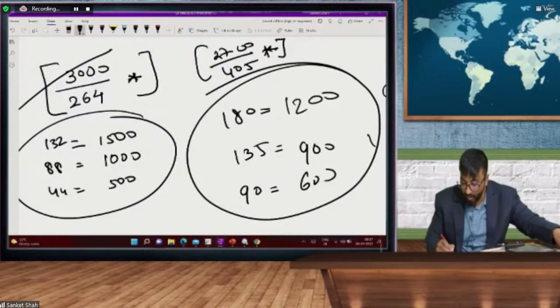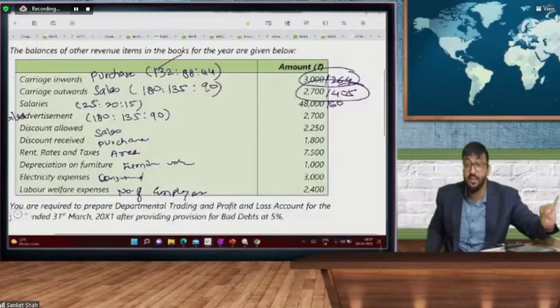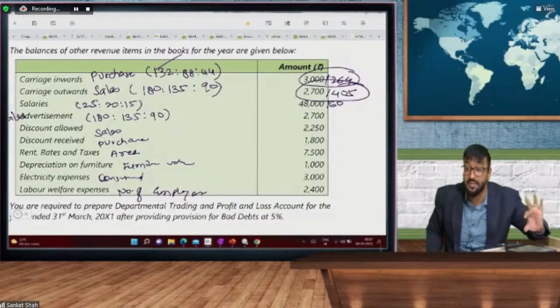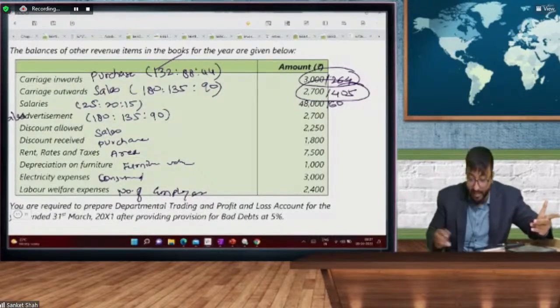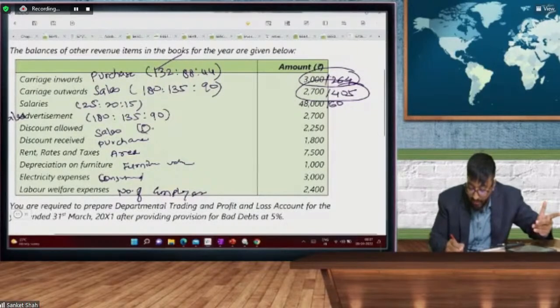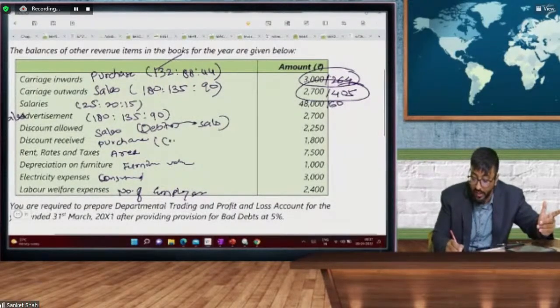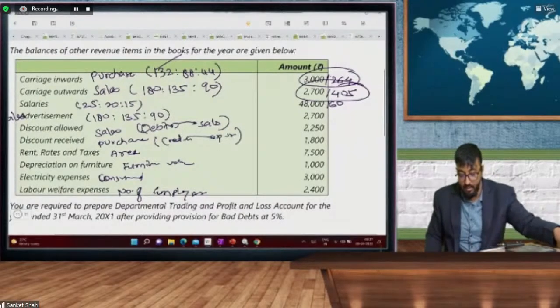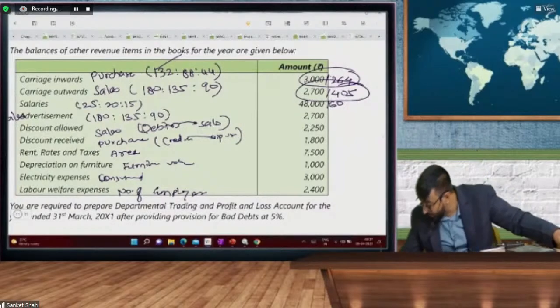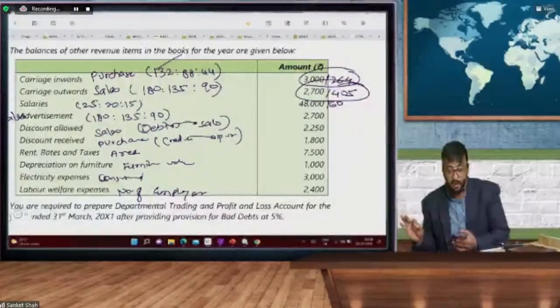Okay. Now you can do it for salaries, number of employees, advertisement, sales, discount allowed. Discount allowed is always sales, beta. Discount is for debtors, and debtors are related to sales. Discount received, creditors, and creditors are related to purchases. Rent area, depreciation, furniture value, electricity consumed, and then this is a shortcut.